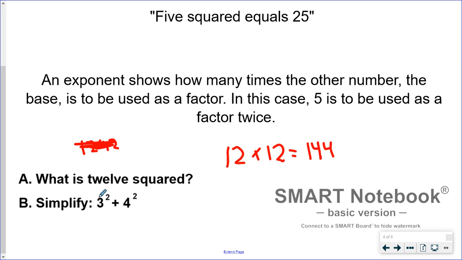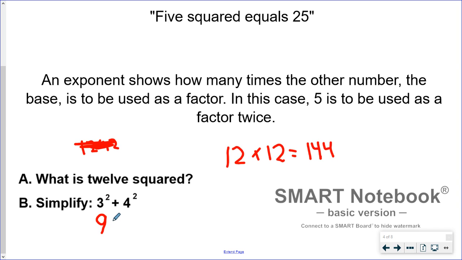But actually what you want to do is make sure you do the squaring first before you add. If you remember the Please Excuse My Dear Aunt Sally, there it tells us we want to do exponents first before we do any addition. So this right here, we're going to take 3 squared. Oh, you hear that word squared again, right? 3 squared. That means 3 times 3. So 3 times 3 would be 9.